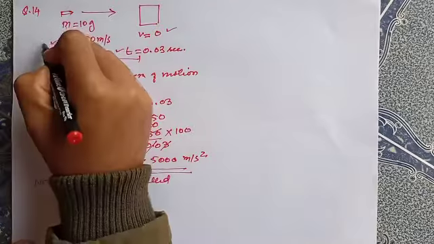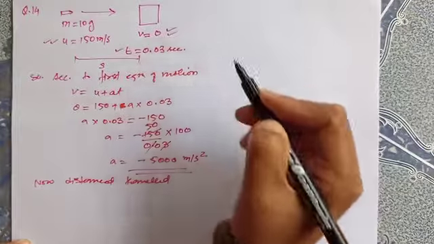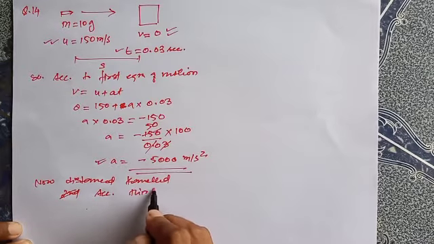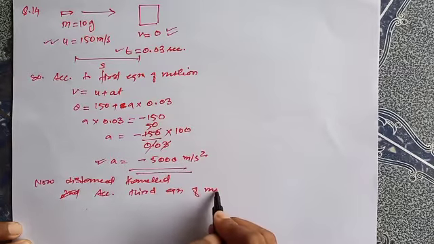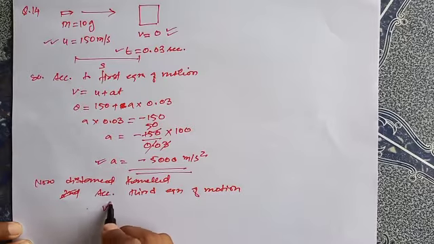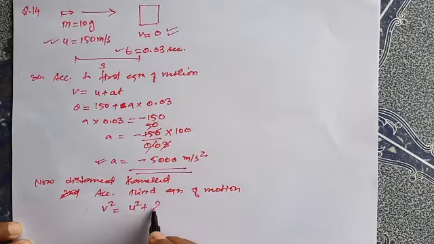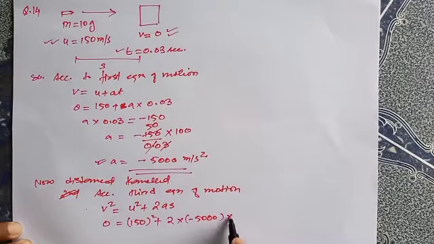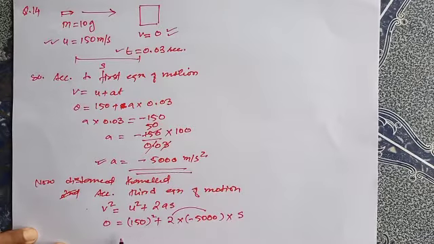So now we have initial velocity, final velocity and acceleration. So we can use the third equation of motion. So v square is equal to u square plus 2as. V square is 0, equal to u is 150 square plus 2 into a is minus 5,000 into s. If you multiply these two, you will get 10,000.